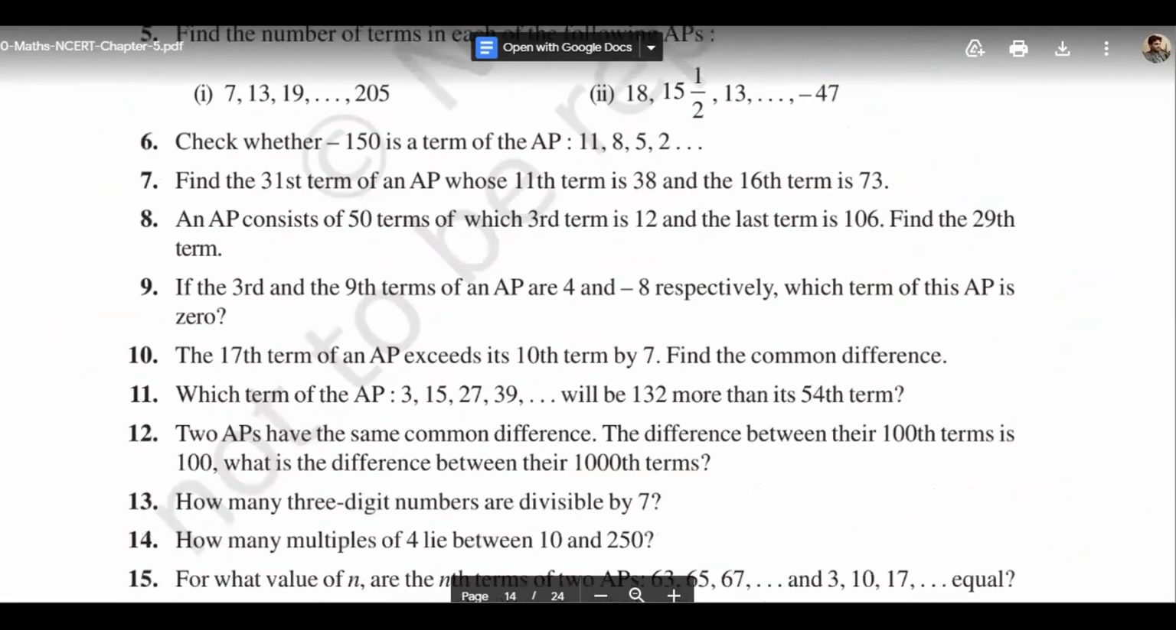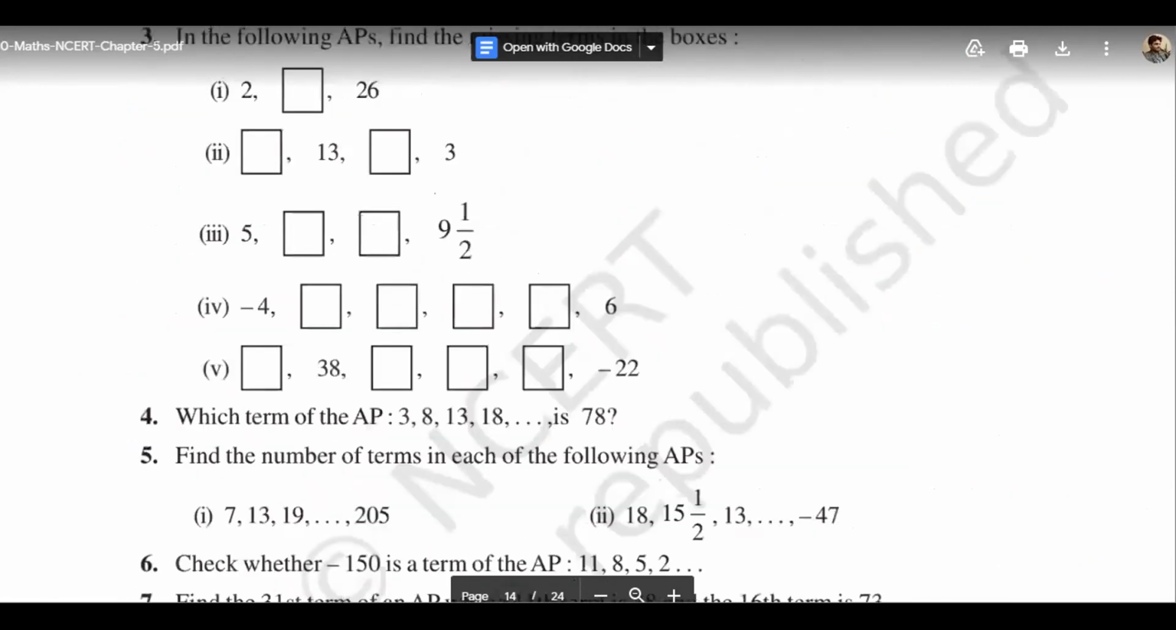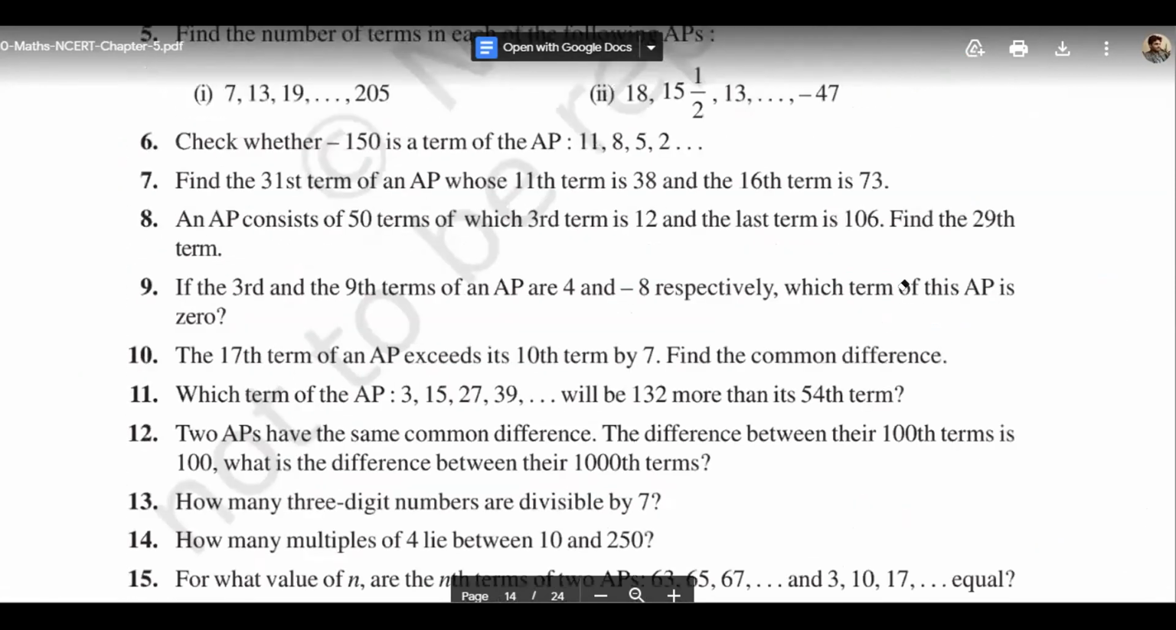So let's move further. We have done this question also. Now proceed to the next question. Here it is that if an AP consists of 50 terms, whose third term is 12 and the last term is this one. So last term means AN term. If it consists of 50 terms, it means this is the 50th term, and the third term is 12.